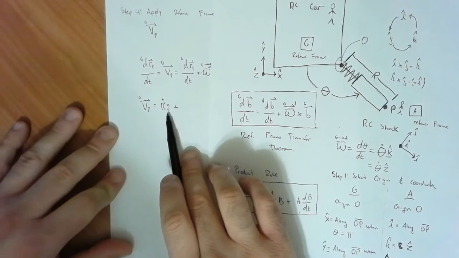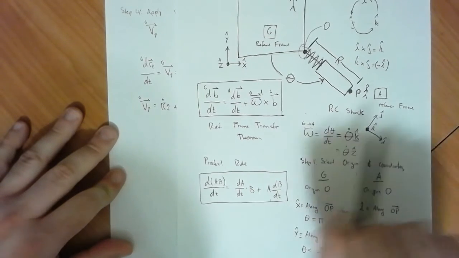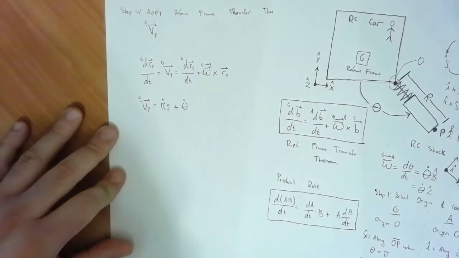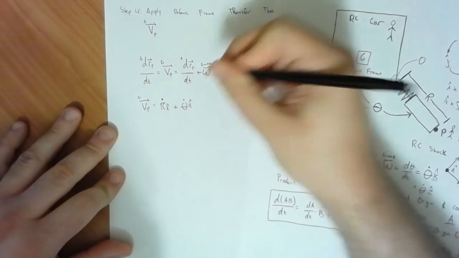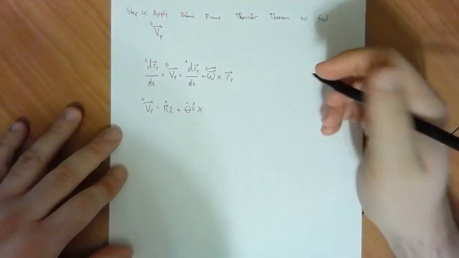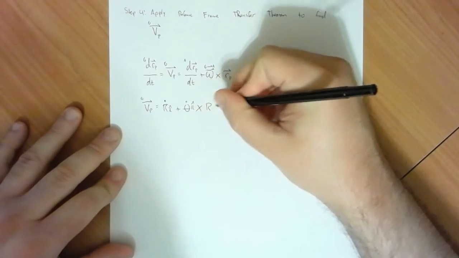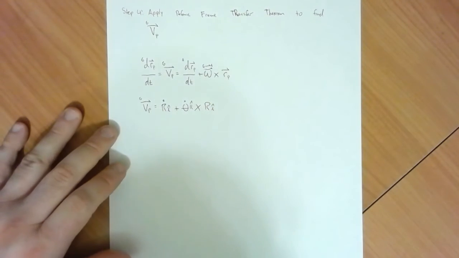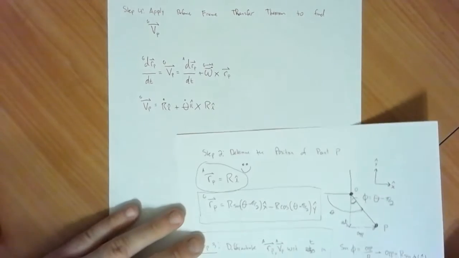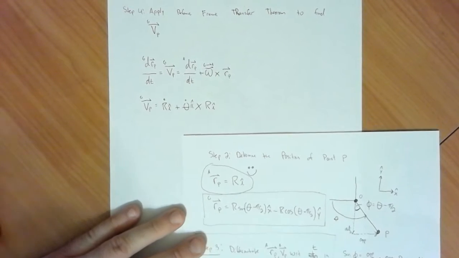This is I hat. I'm going to use my omega in the k hat direction, so that they're pointing both in the A reference frame. So omega is going to be theta dot k hat, and then that is going to be crossed with RP. Well, what's RP? Remember, at least in the IJK reference frame, RP is just capital R I hat, which was the second step we did right here. So here's RP, and here's R I hat. So that's where that comes from.